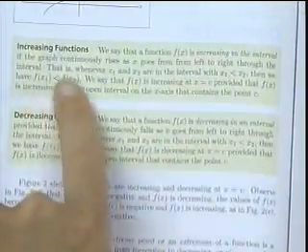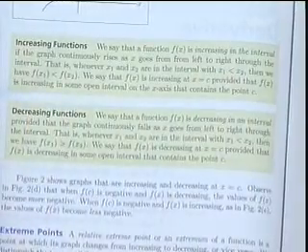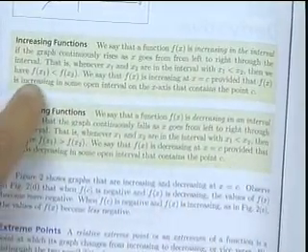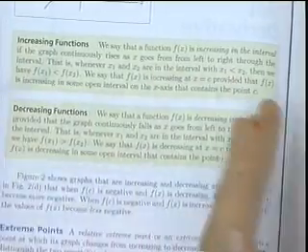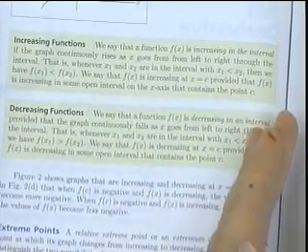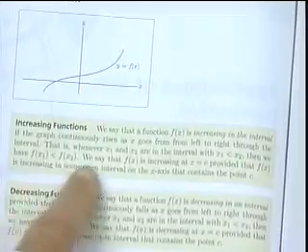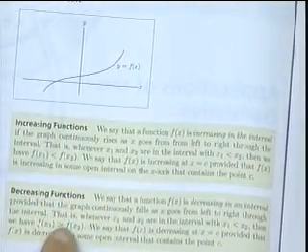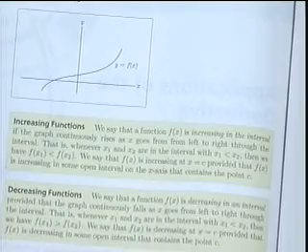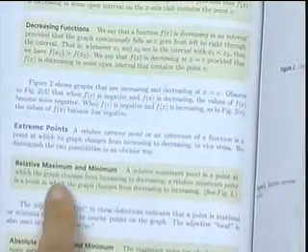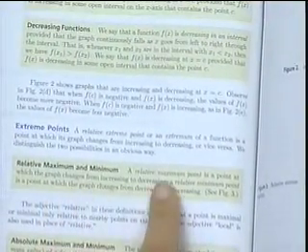Page 142. We know that functions increase on an interval as you move from left to right whenever the previous y value is less than the next y value. So really we say when I move from left to right here, the y values are getting bigger. On an interval, it's increasing. Decreasing is when you move on an interval and the y values get smaller. We already know that.